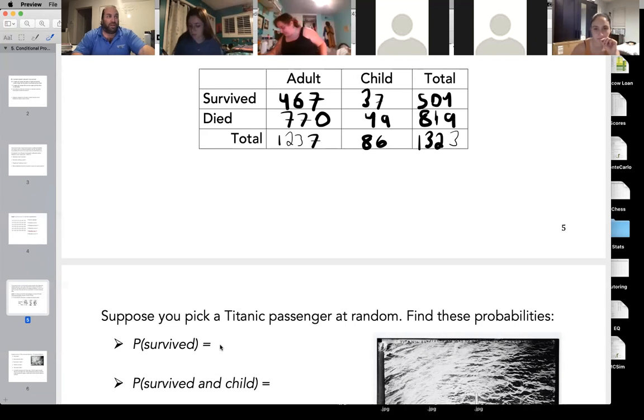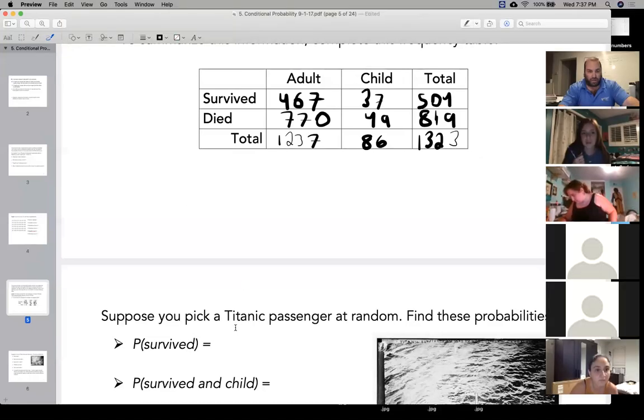Nothing wrong with that. So there's 1323 people, and how many of them survived? 504. So it's 504 over 1323. Do we agree? Mm-hmm. Yes. For the next one, so how do I get rid of this? Okay, so it's 504 over 1323.